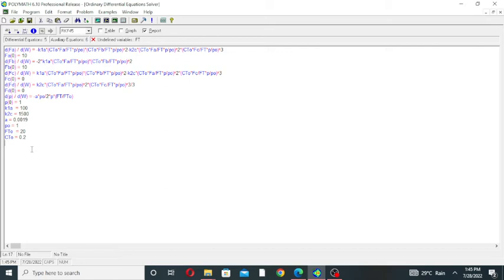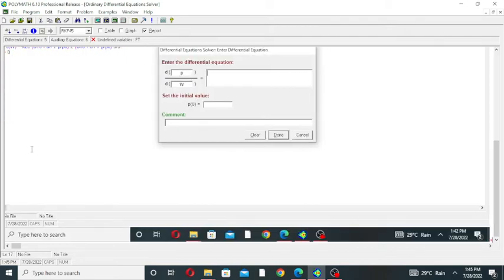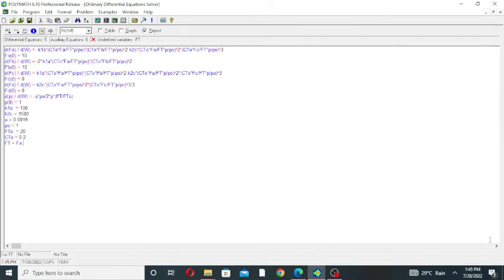So now Ft is equal to Fa plus Fb, Fc, Fd.